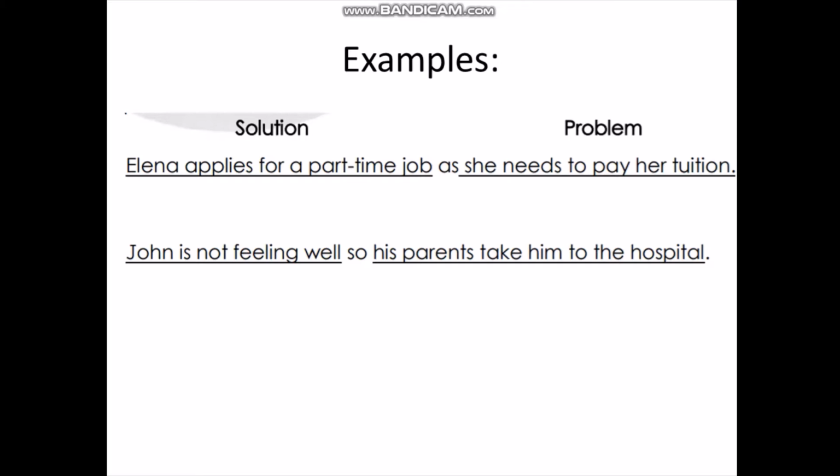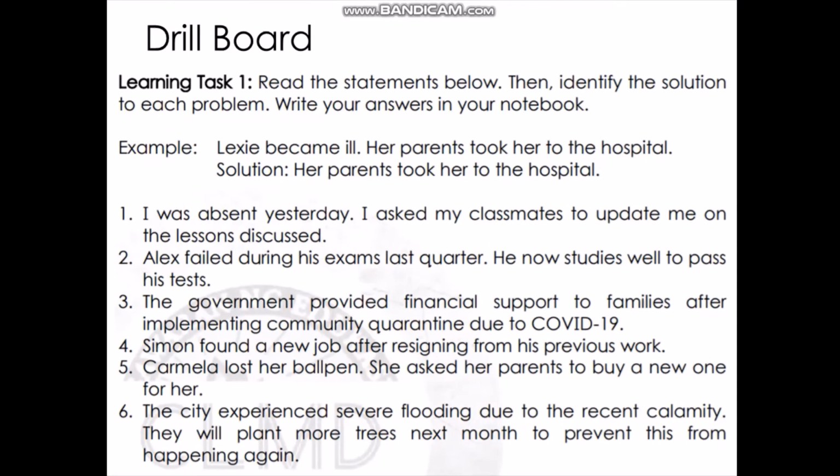Next one. John is not feeling well, so his parents take him to the hospital. Based on this, the problem is that John is not feeling well. So, the solution would be his parents take him to the hospital. Now in your drill board, let's answer learning task 1. For this time, you will just write the solution to each problem based on the sentence.